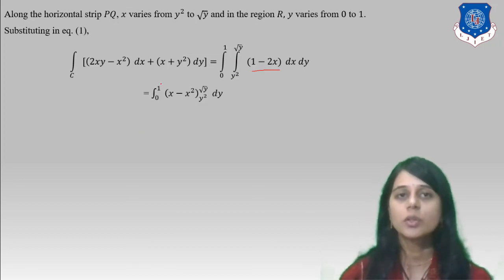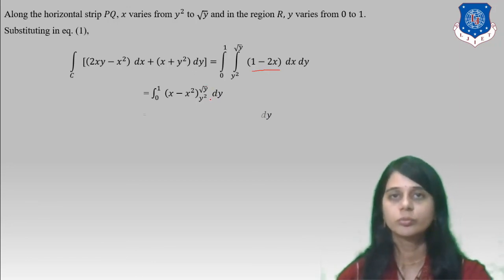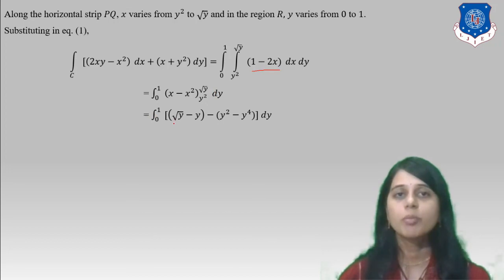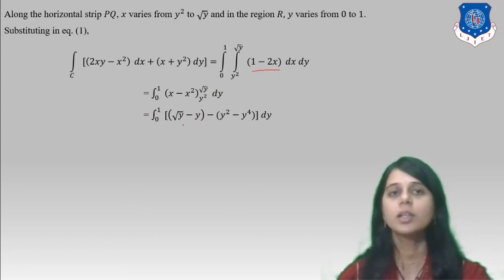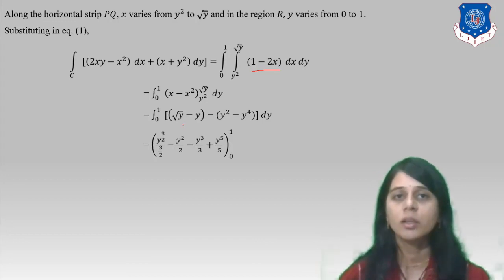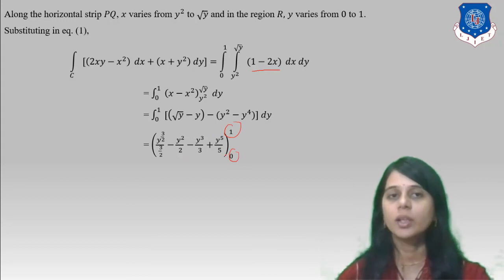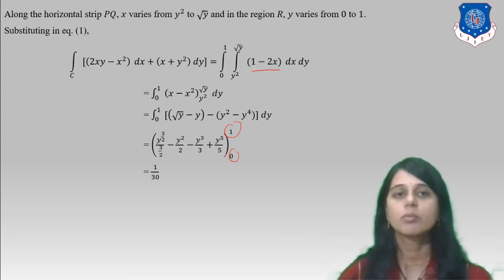So the integration from 0 to 1 of (x − x²) from y² to √y dy. Put the upper limit minus the lower limit, and this becomes an integration in terms of y. Integrate this again with respect to y. Put upper limit 1 and lower limit 0, and we get 1/30 as the answer for the region.